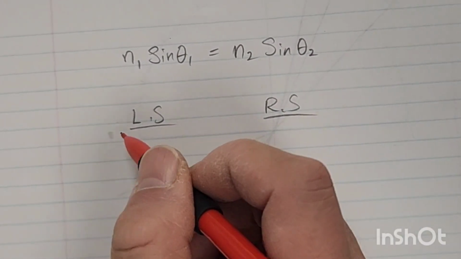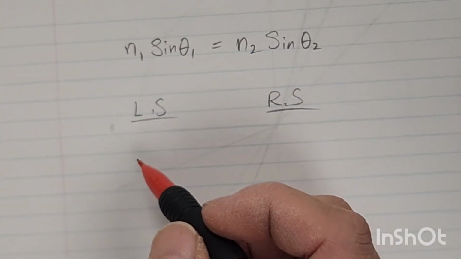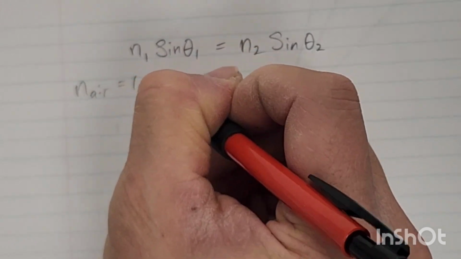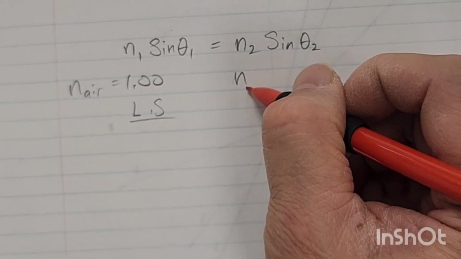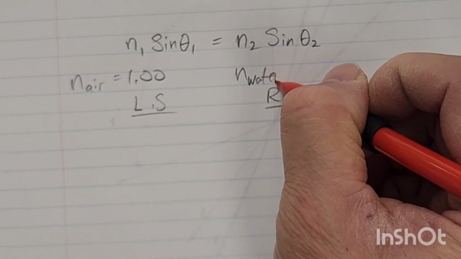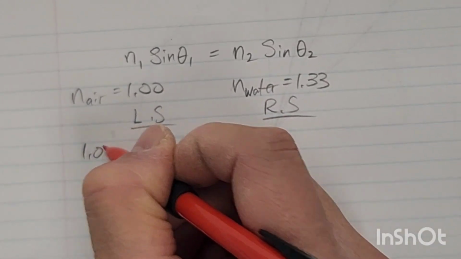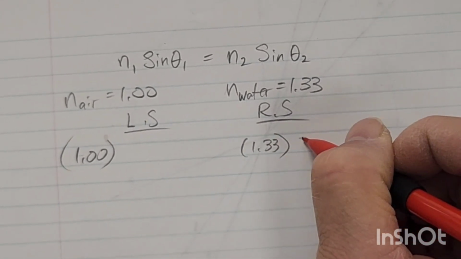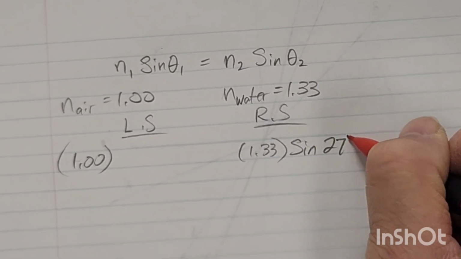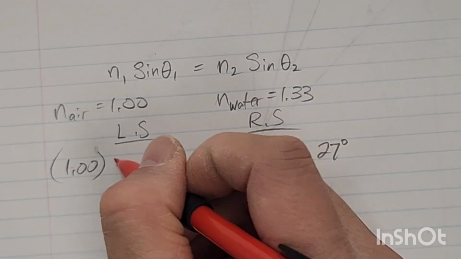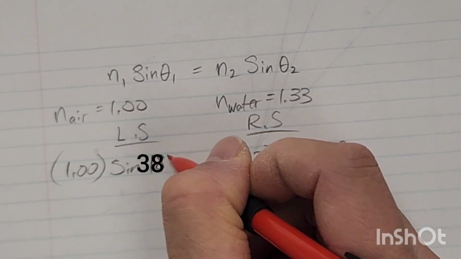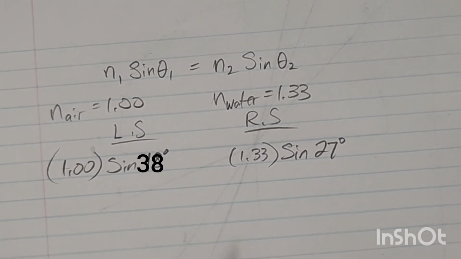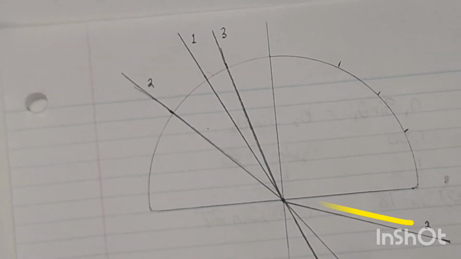And the left side, we had air. So the index of refraction for air, n air, is 1.00. And the index of refraction for water is 1.33. I already know 1.00, and I know 1.33. And then I'm going to write sine, and the angle was 27. That was the refracted angle. And this was the incident angle, 38 degrees. So you do your calculations and see if they equal each other. You do that for each one of these angles.